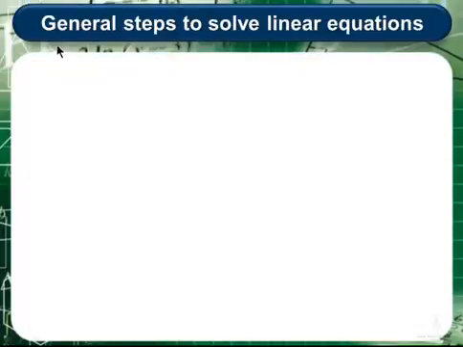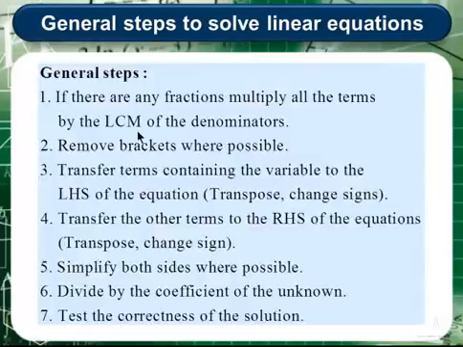There are in general 7 steps to consider when one solves a linear equation. Let us consider these steps. Step number 1 is, if there are any fractions on the left hand side or the right hand side of such an equation, we have to multiply all the terms on both sides by the lowest common multiple of such denominators. Secondly, one has to remove brackets wherever it is possible. That is on the left and the right hand side of a given linear equation.